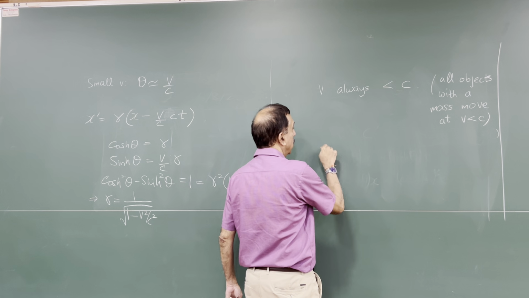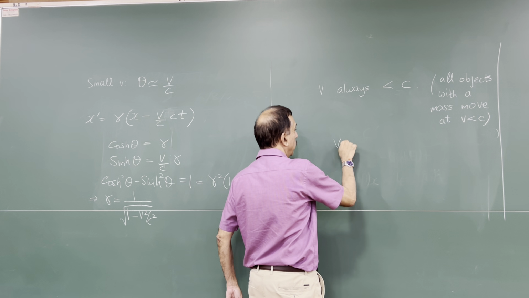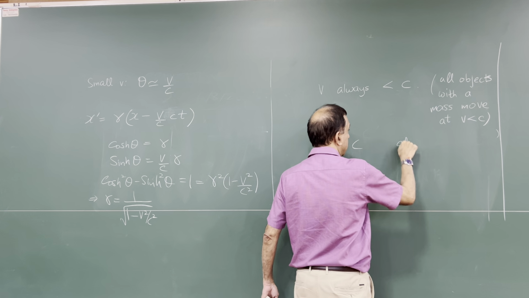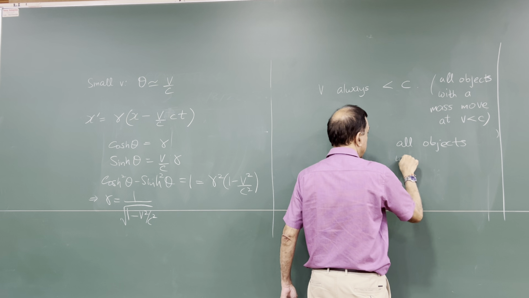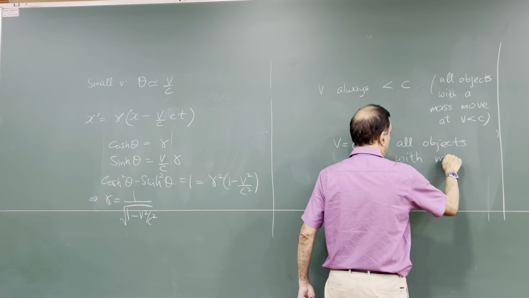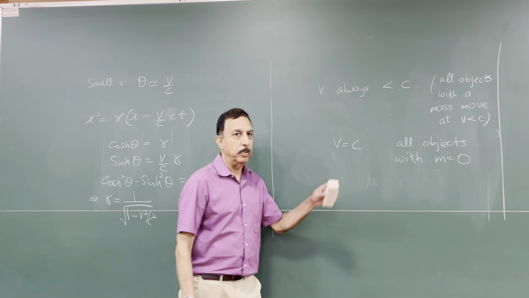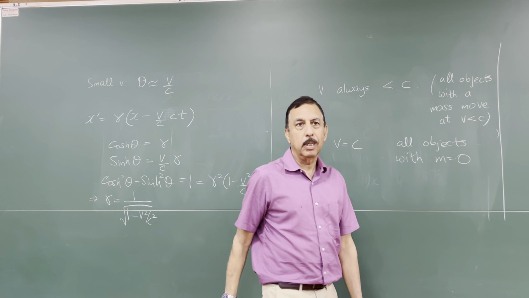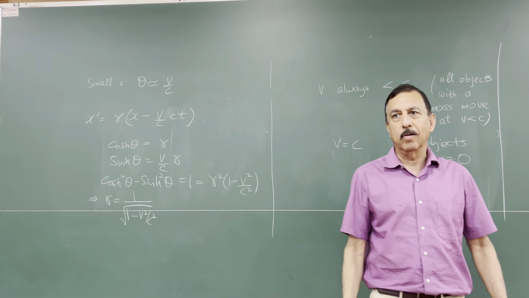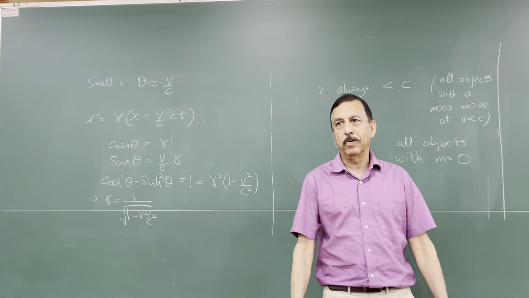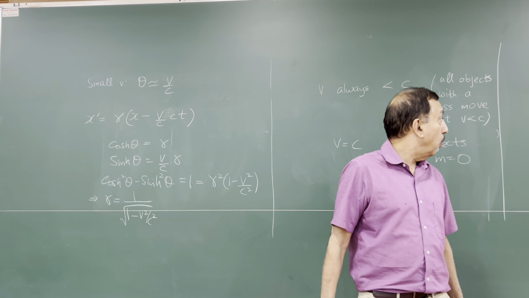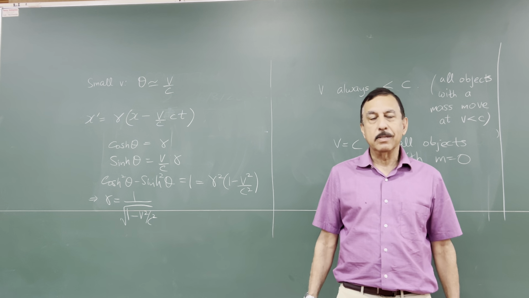On the other hand, v equals c, so all objects with mass exactly 0 move at this speed. So what about light? Well, it's made of photons. Photons have mass exactly 0, therefore light moves at the speed c, which is the same in all frames. Okay. What other objects do you know of which have exactly no mass?